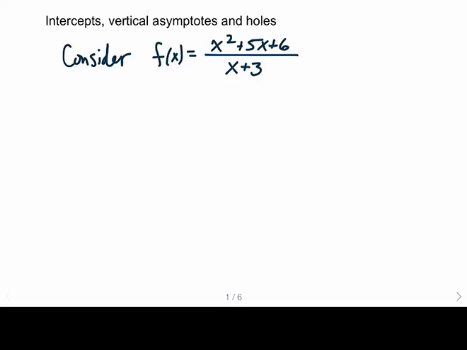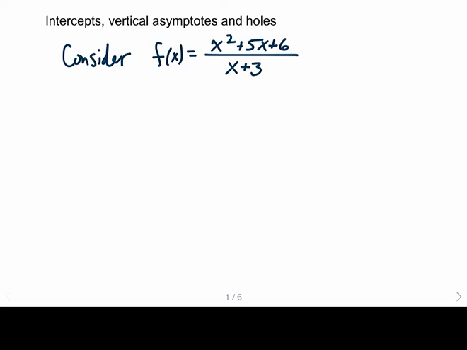In this session, we're going to look at intercepts, vertical asymptotes, and holes. We are talking about rational functions, and for your reference, a rational function, for example, would be f of x equals x squared plus 5x plus 6 divided by x plus 3. In other words, a rational expression is a fraction that has a variable in the denominator, and a rational function is defined by such an expression.